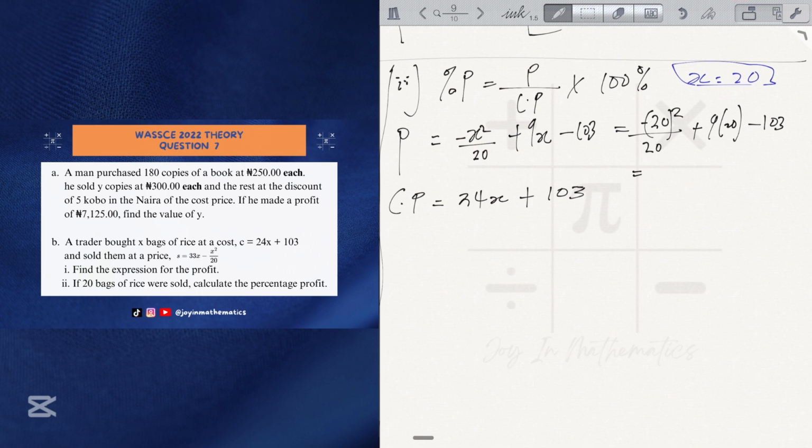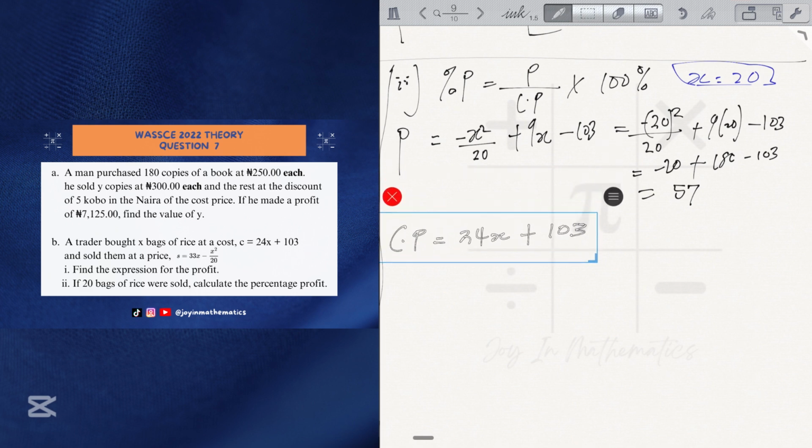So the profit will be simple as saying that it is equals to minus 20 squared divided by 20. We will have minus 20 plus 9 multiplied by 20 is 180 minus 103, and this will be equals to 57. There's no units given, so we'll just say 57. Now in the same vein, what is the cost price? Cost price when x is equals to 20 is 24 of 20 plus 103. So 24 into 20 plus 103 will give us 583.